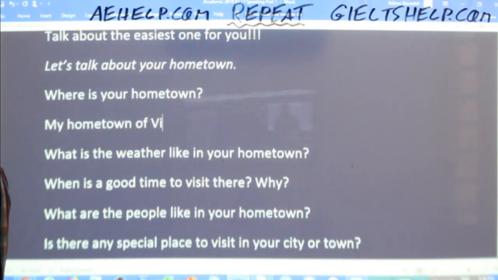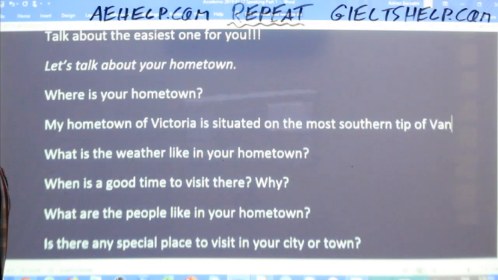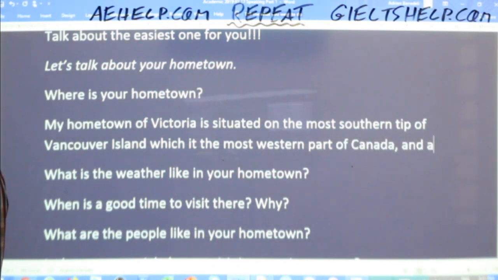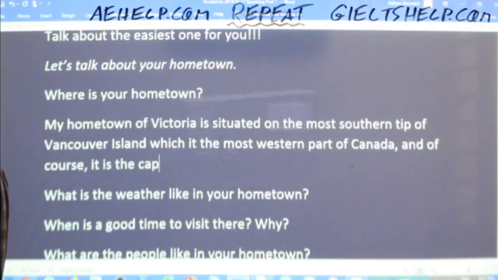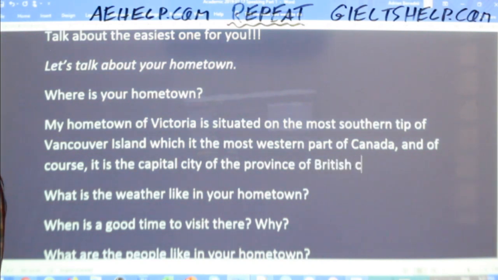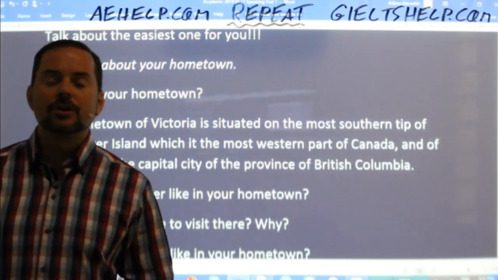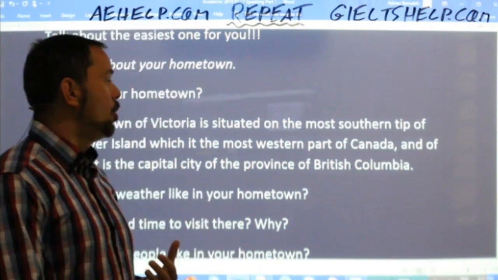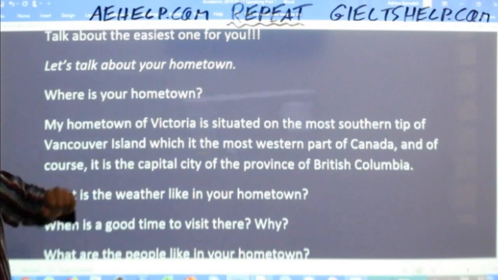My hometown of Victoria is situated on the most southern tip of Vancouver Island, which is the most western part of Canada, and of course it is the capital city of the province of British Columbia. Okay. Yeah, and notice how currently I'm living in Budapest, and I love Budapest. It's a beautiful city. I consider it my home away from home, but my hometown, I would definitely say, is Victoria. It's where I've spent most of my life.